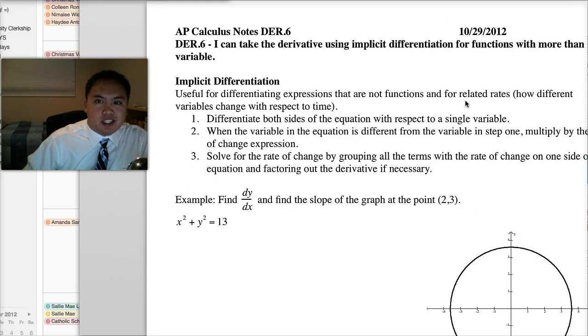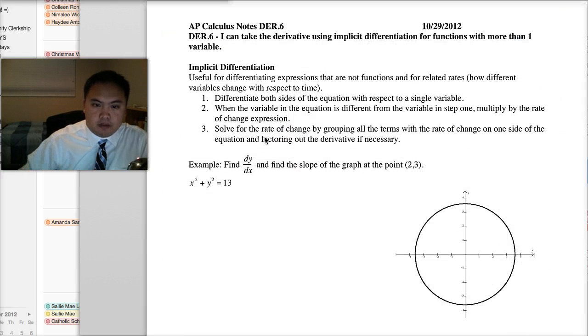There's a three-step process, and I'll explain it and then I'll do the example questions. First of all, you're going to differentiate both sides with respect to a single variable. When the variable is different from the variable in step 1, multiply by the rate of change expression. And number 3, you're going to solve for the rate of change by grouping all the terms with the rate of change on one side and factoring out the derivative. In layman's terms, we're going to differentiate by one of the variables and then get the derivative by itself on one side.